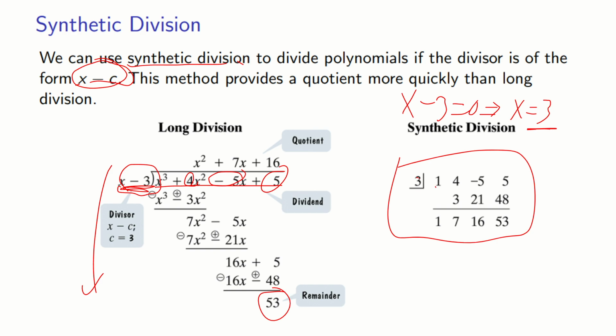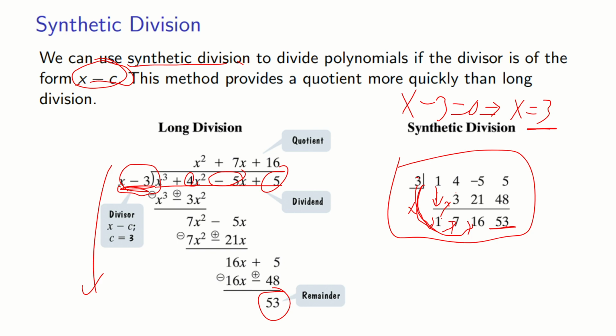So now what you do is you take this first term and you just bring it down. So that's where the 1 comes from. You just take 1 and bring it down. Then you take this 3 and you multiply it by that 1, giving you 3. Then you add 4 plus 3, which gives you 7. But then once again, you take that 3 and it gets multiplied to that 7, getting 21. Negative 5 plus 21 is equal to 16. Multiply that 3 by 16 to get 48. 5 plus 48 is equal to 53. And so we have remainder 53.